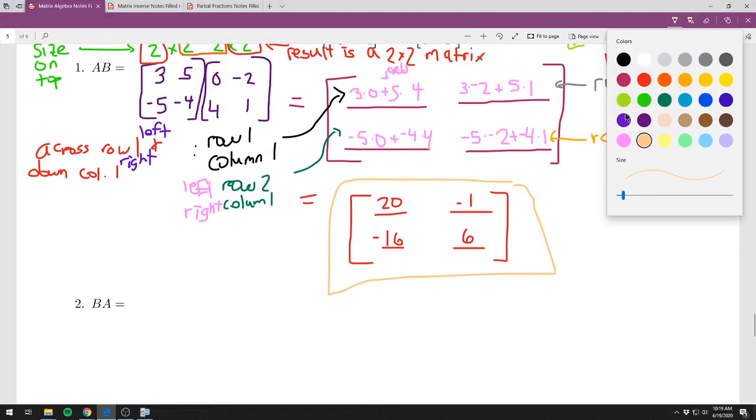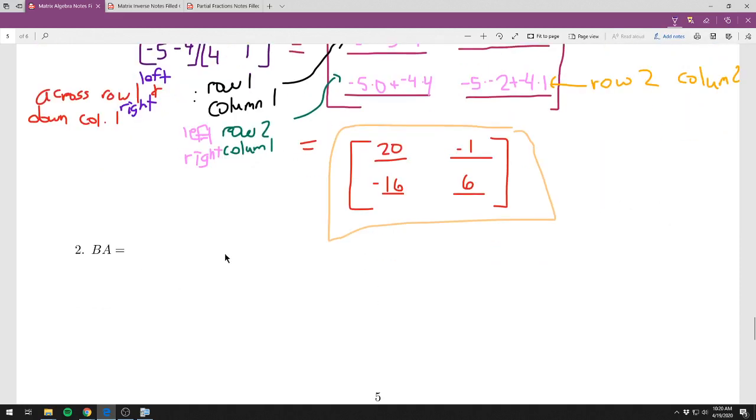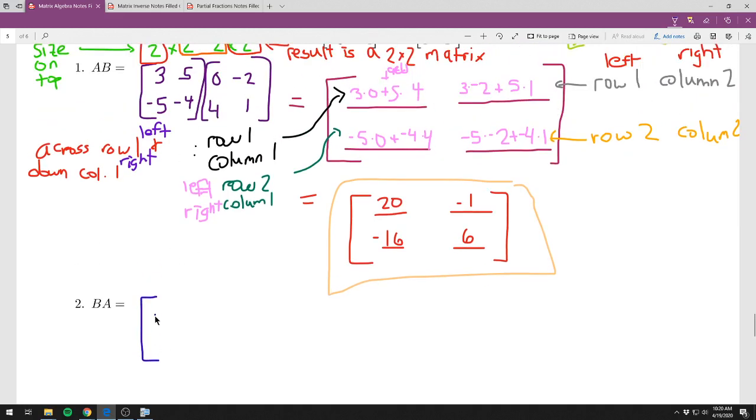The setup is all the same, but the order you have these written in are flip-flopped. So when you do this out, it will be very different because you'll be going down the rows and across the columns of the opposite matrix. All right, so matrix B is 0, -2, 4, and 1. Matrix A is 3, 5, -5 and -4.